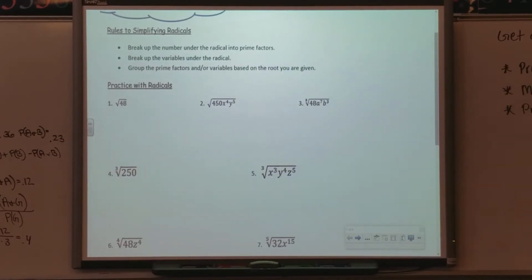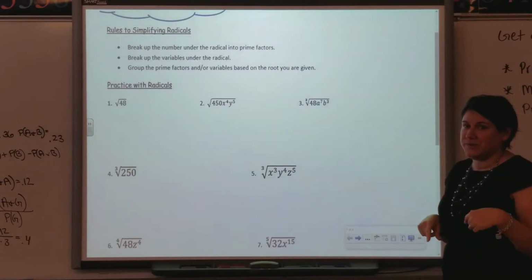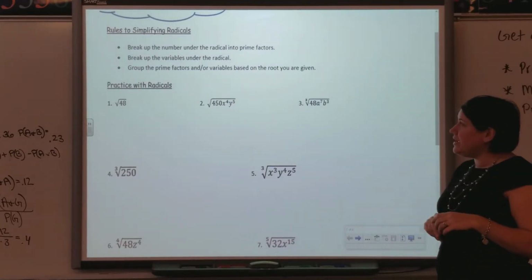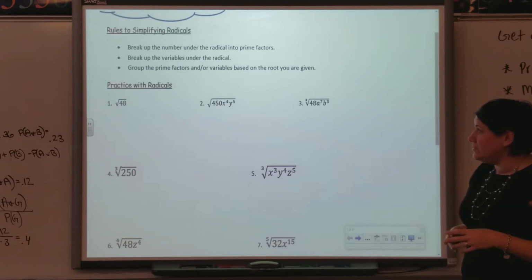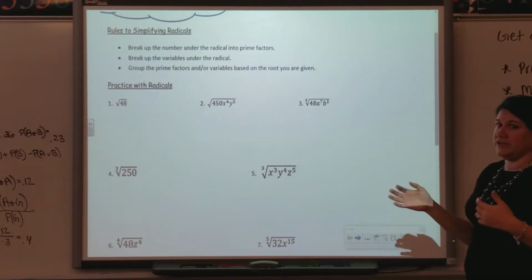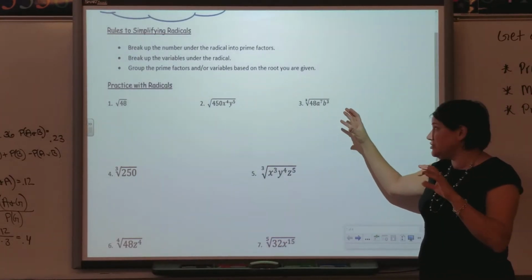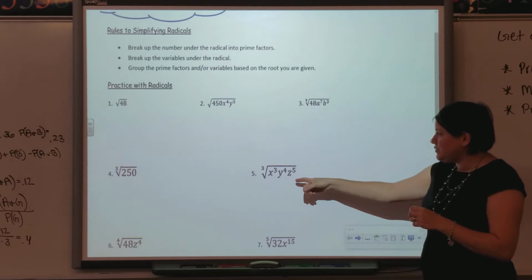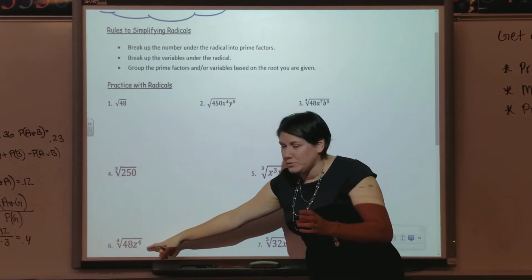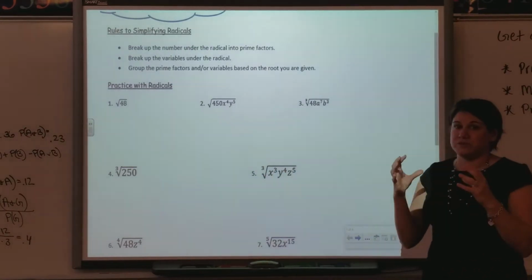So the rules of simplifying radicals: break up the number under the radical into prime factors, and that's what you're doing on the practice sheet. Then you're going to break up the variables under the radical, and group the prime factors and/or the variables based on the root you are given. So in this case, if we have a cube root, you're going to group your terms into threes. This one down here, you're going to group them into fours because you have a fourth root. When you have a square root, you're just taking groups of two.